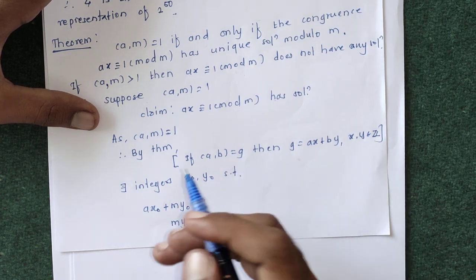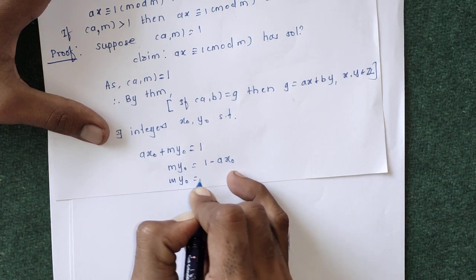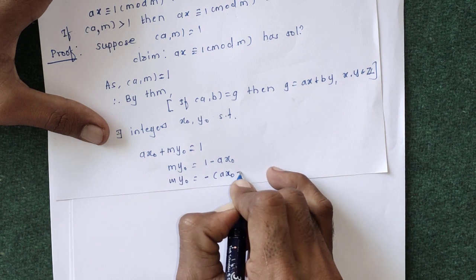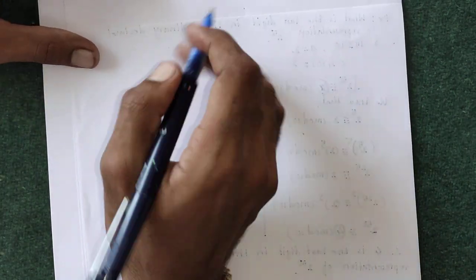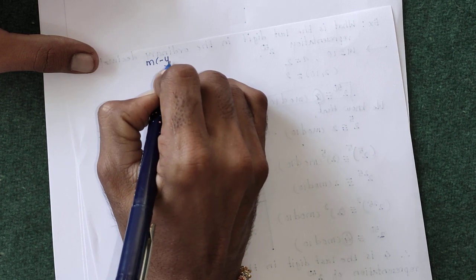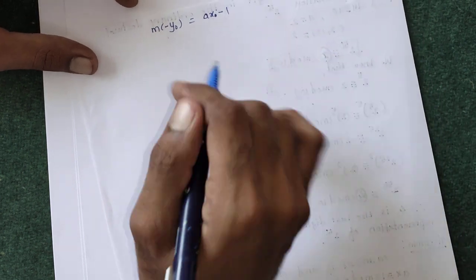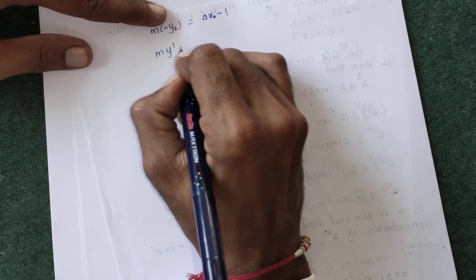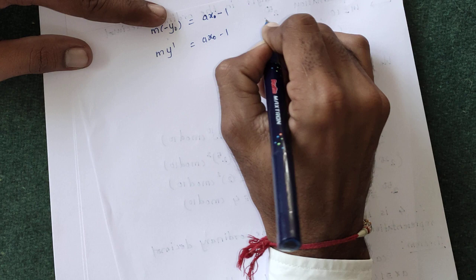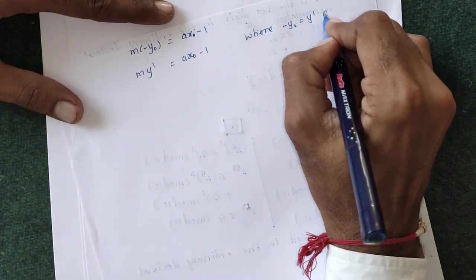And after rearranging, instead of doing that we will rearrange this as m y naught equals minus a x naught plus 1. Taking the minus sign common we get a x naught minus 1, and multiplying both sides by minus 1 we get m into minus y naught equals a x naught minus 1, sorry, there was a little mistake. So taking minus y naught equals y prime, we get m y prime equals a x naught minus 1, where minus of y naught equals y prime is again an integer.